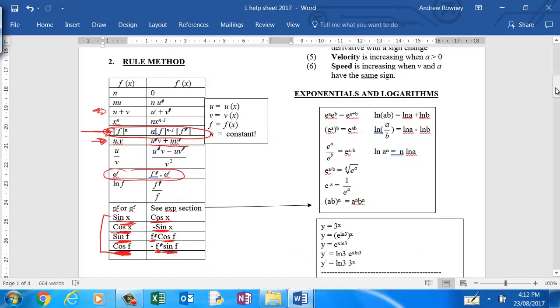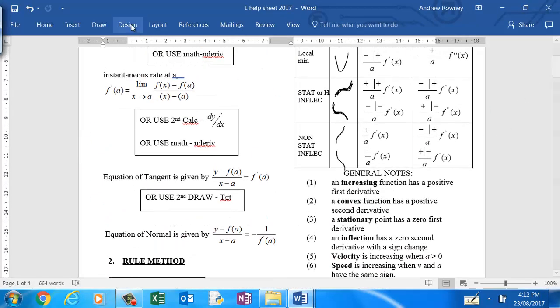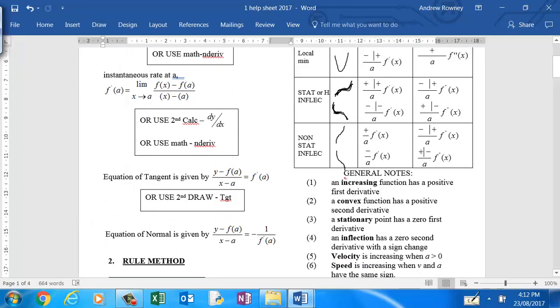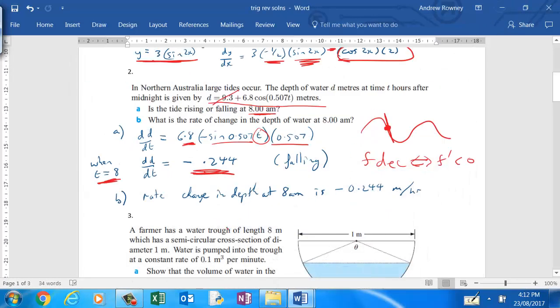Go back here, which is sitting up here. If it's increasing it has a positive first derivative, so therefore it's decreasing if it has a negative first derivative. The rate of change in depth at 8 o'clock. We've already done the rate of change. That's what dd by dt is, and so you just have to quote it again. We've just worked it out. Just put the units in meters per hour.